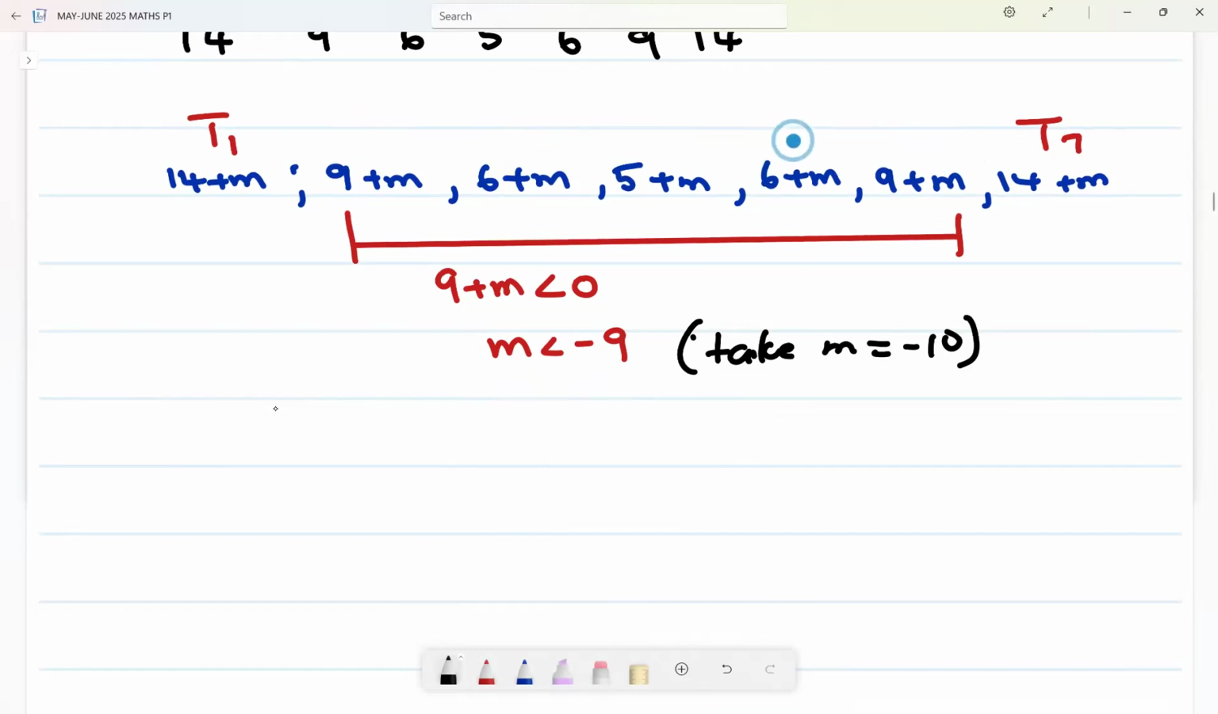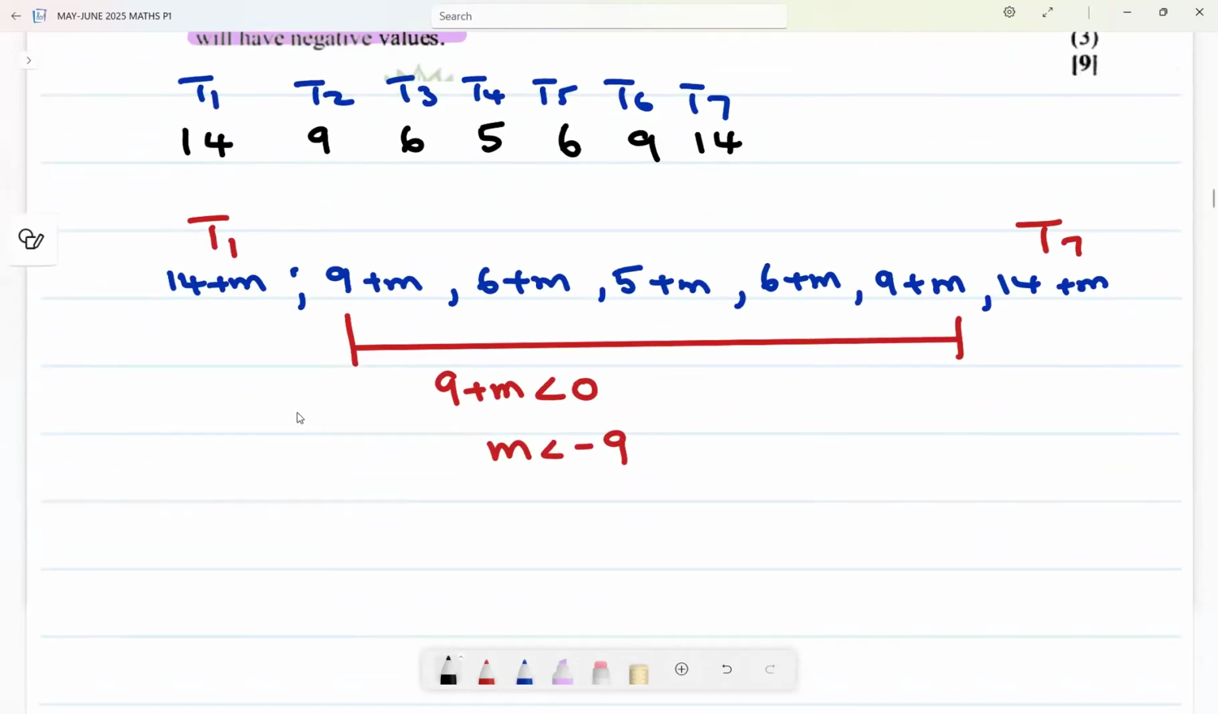How about 6 plus m is less than 0? It will be fine. m should be less than negative 6. But if we take m equal to negative 7, can you see if I were to say 9 minus 7, it will give me a positive number. So it won't be good. I need the value of m to be less than the one that is the biggest. If m is less than negative 9, it will make all these terms in the middle become negative. But now let's come to the first term. It means the first term does not need to be negative.